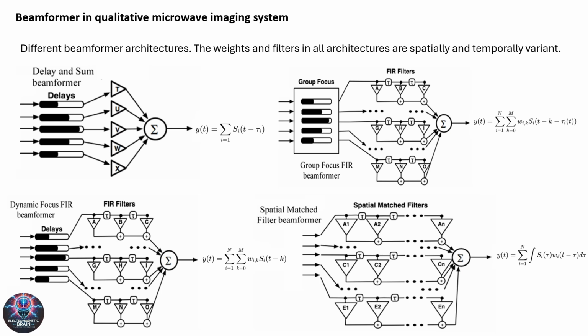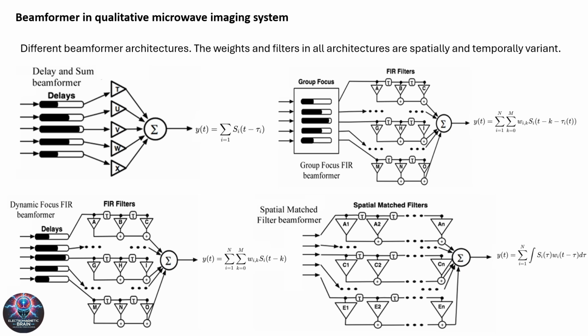The key aspect across all these beamformer architectures is the spatial and temporal variability of the weights and filters, allowing for enhanced adaptability and precision in processing the measured scattering parameters, S parameters. This variability is crucial for capturing accurate and high-resolution images of the brain.